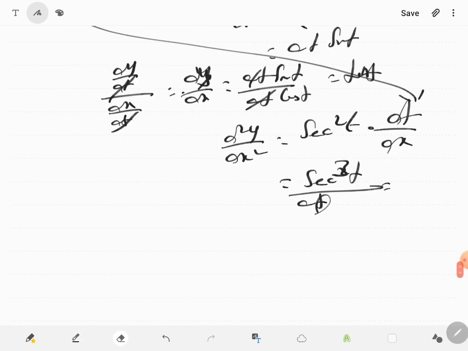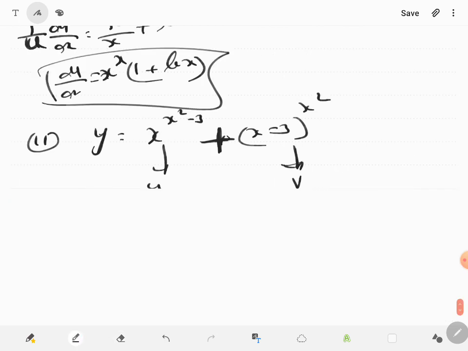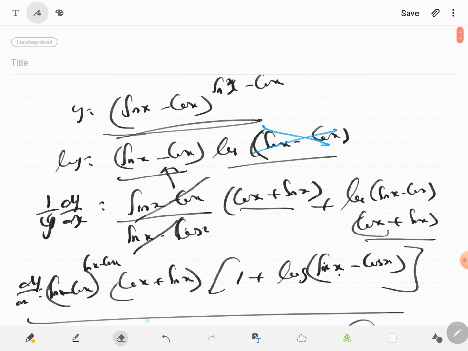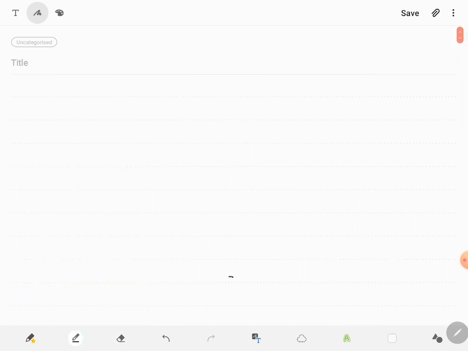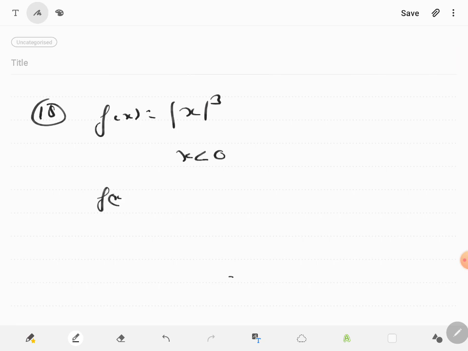Okay, so let's go to next question. Next question in the textbook is 18th question. If f of x is equal to mod of x the whole cube, you have to redefine this function. X is less than 0, f of x will become minus x cube. X is greater than 0, f of x will become plus x cube.